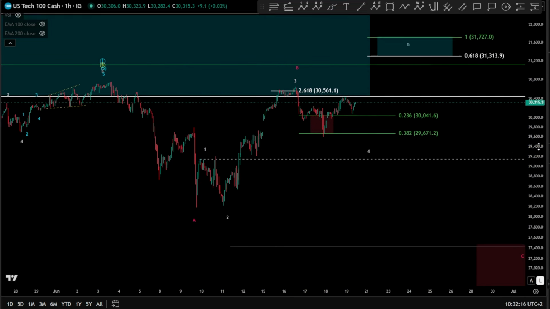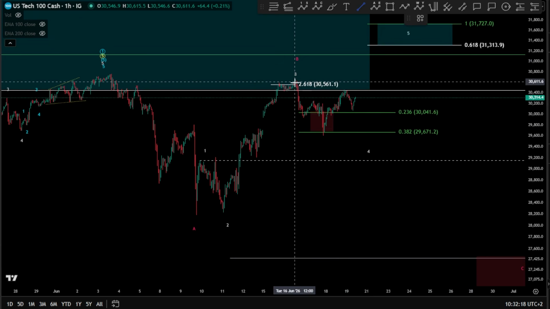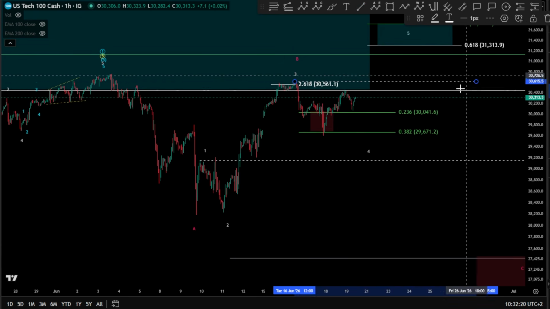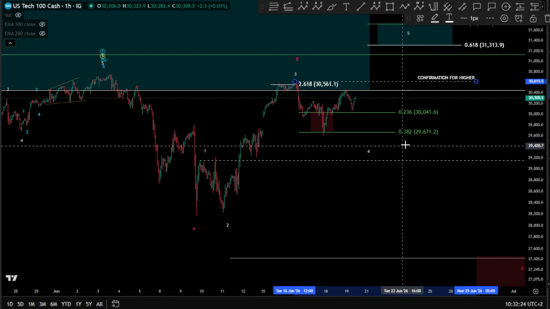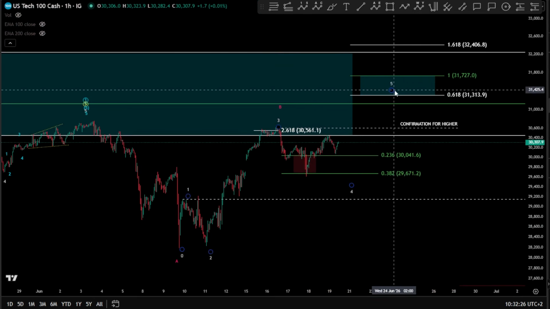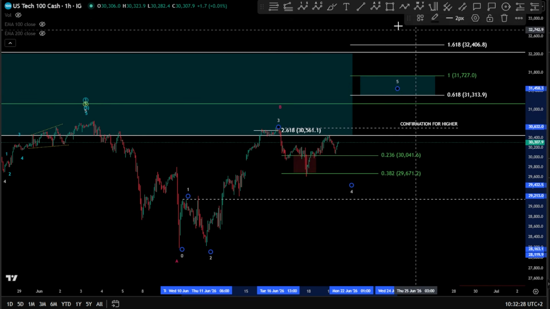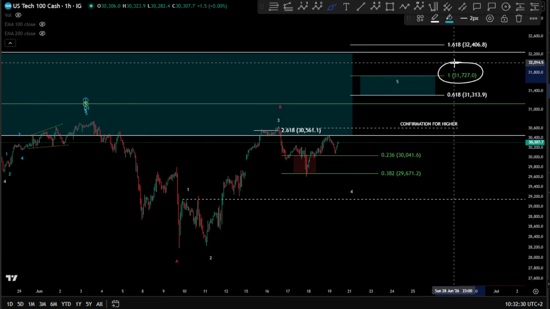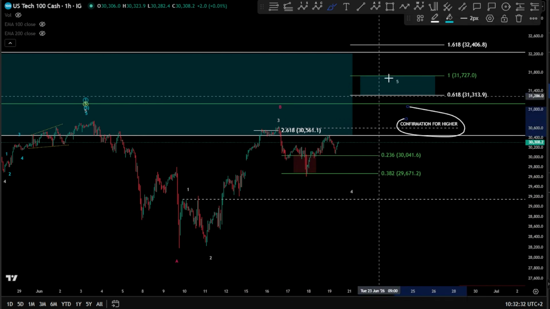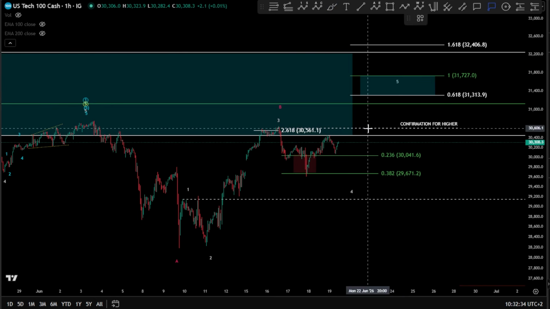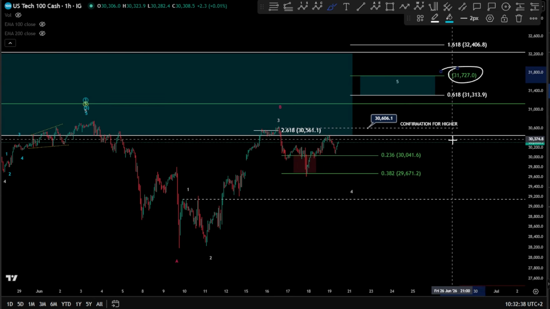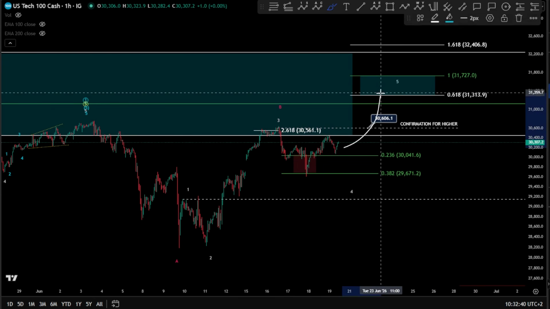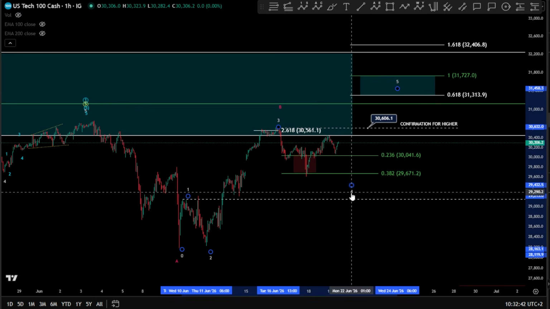So by all means, right now it is a little bit risky, of course, but if we take this high again, I would say that this is your confirmation for something higher, and that means confirmation for a wave 5 here, which is the 31K 700. So if we take this price there as a confirmation, $30,600, that means that $31,700 is next. So this is how I'm going to take it.